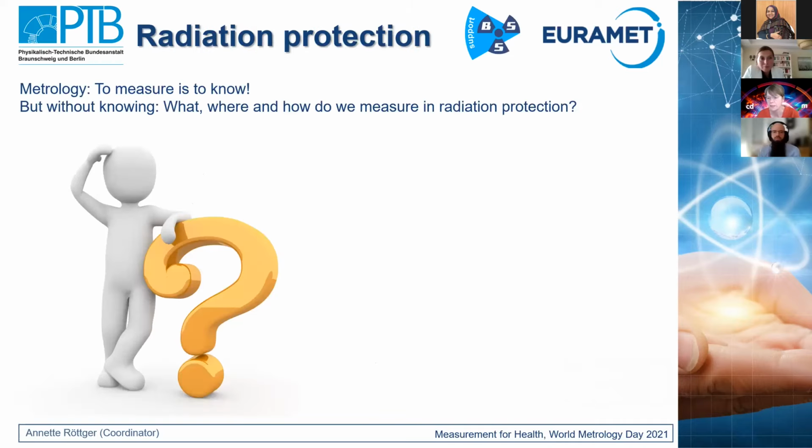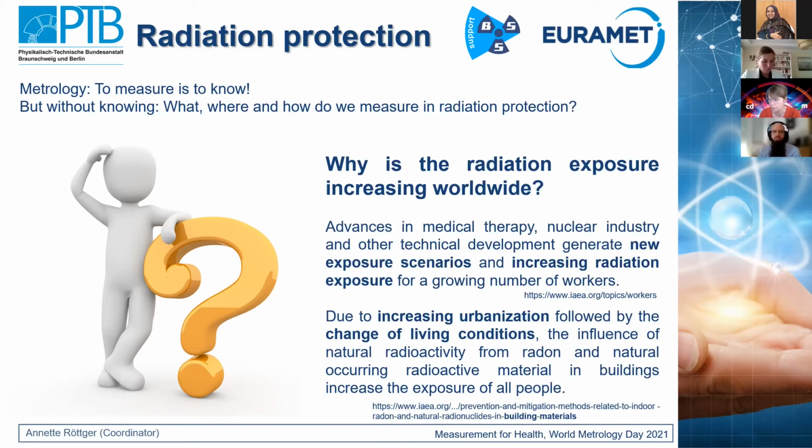So why is radiation protection an issue in metrology? Metrology means to measure is to know. But sometimes in radiation protection, you do not even know where, how, and what to measure. What kind of radiation do you really have? Do you have alpha, beta, gamma radiation, X-rays? Do you have neutrons? Do you have, for example, pulsed fields? So it's very difficult and a little bit distinct from normal metrology.